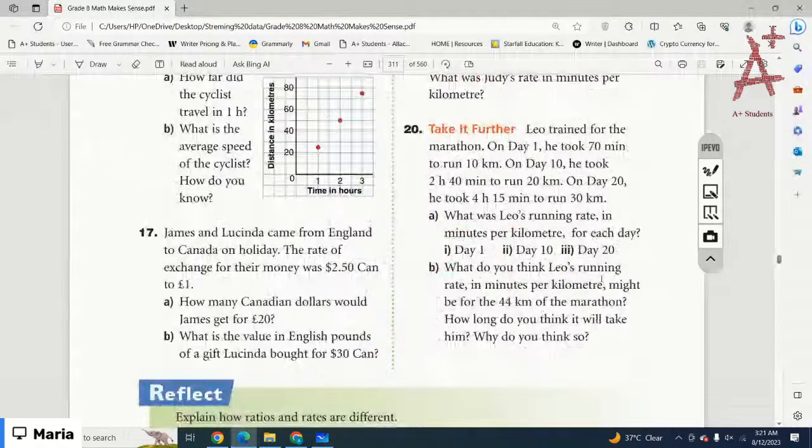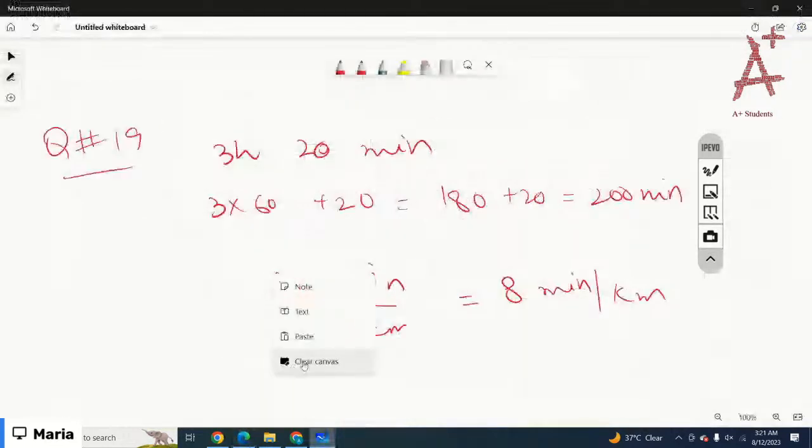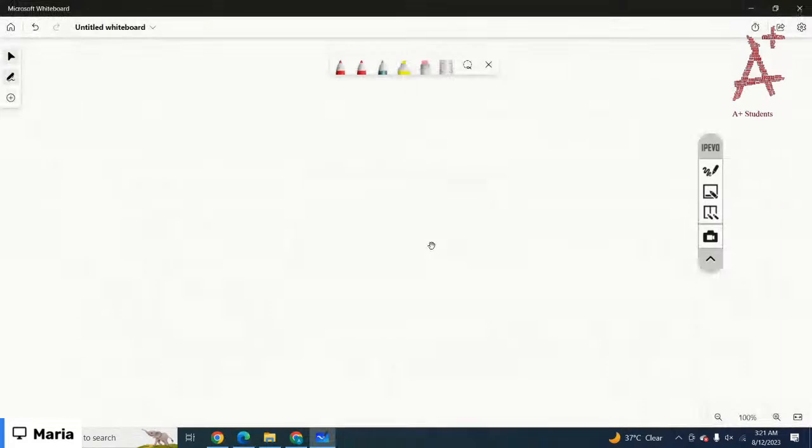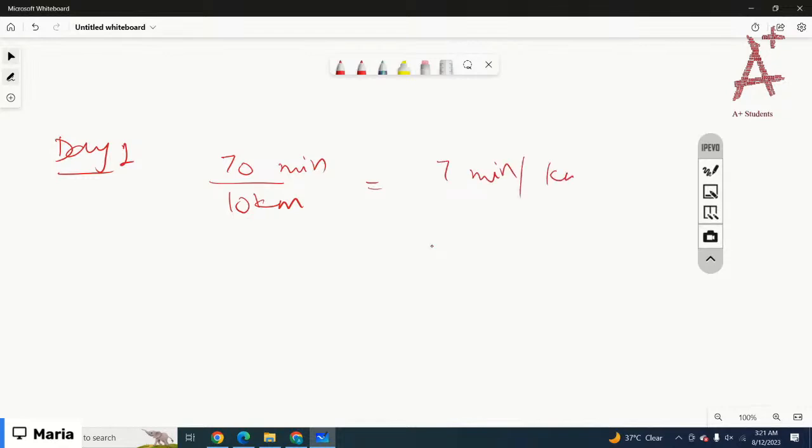What do you think? Okay, you have to calculate minutes per kilometer, right? So 70 minutes to run 10 kilometers, so it would be 70 minutes over 10. On day 1, he did 70 minutes for 10 kilometers, right? That means the rate is 7 minutes per kilometer. That is for day 1.